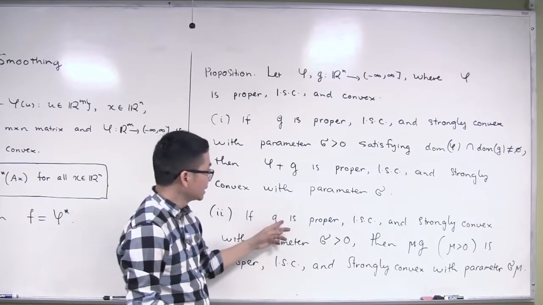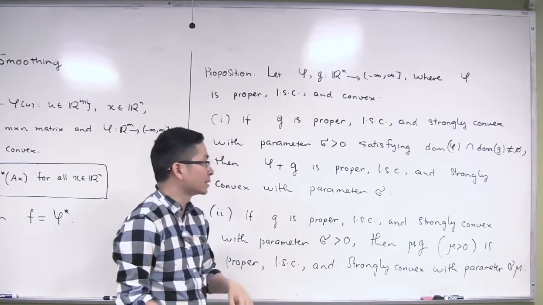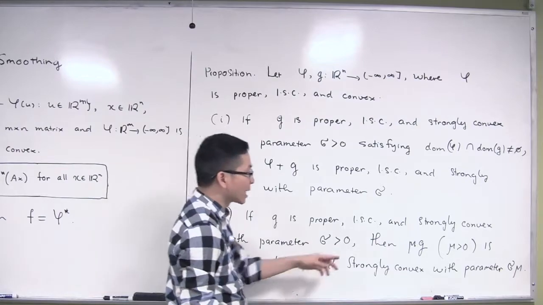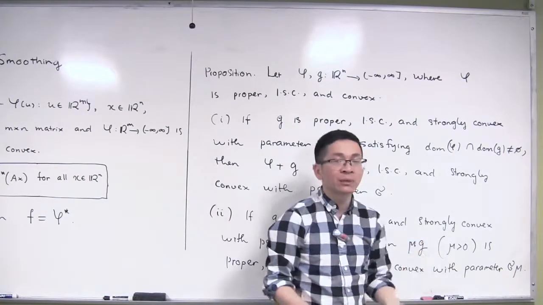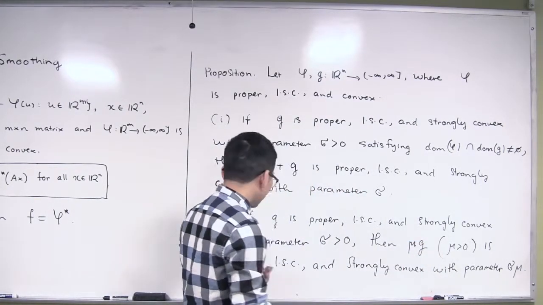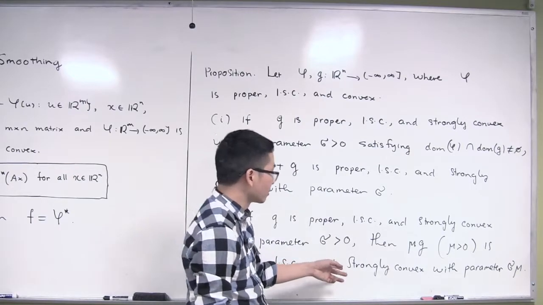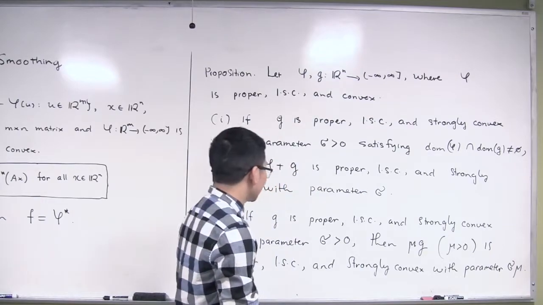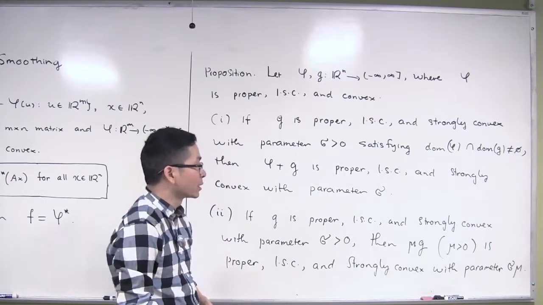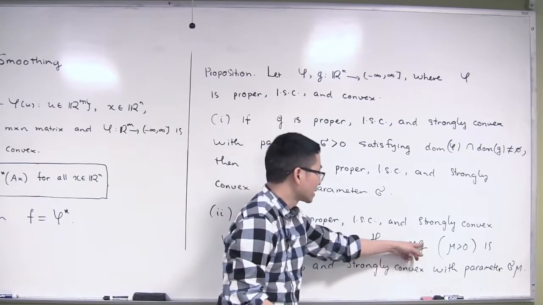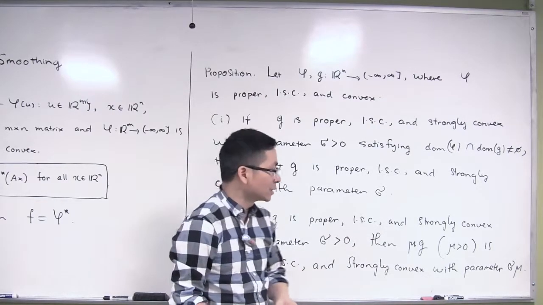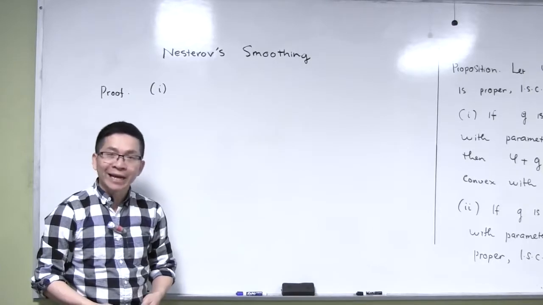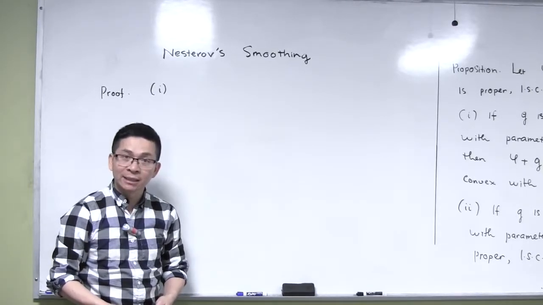Okay. Now the second part is as follows. If g is proper, lower semi-continuous, and strongly convex with parameter sigma, then mu times g, where mu is a positive constant, is proper, lower semi-continuous, and strongly convex with parameter sigma times mu. That means if you multiply a positive constant to a strongly convex function, then the new function is strongly convex as well.